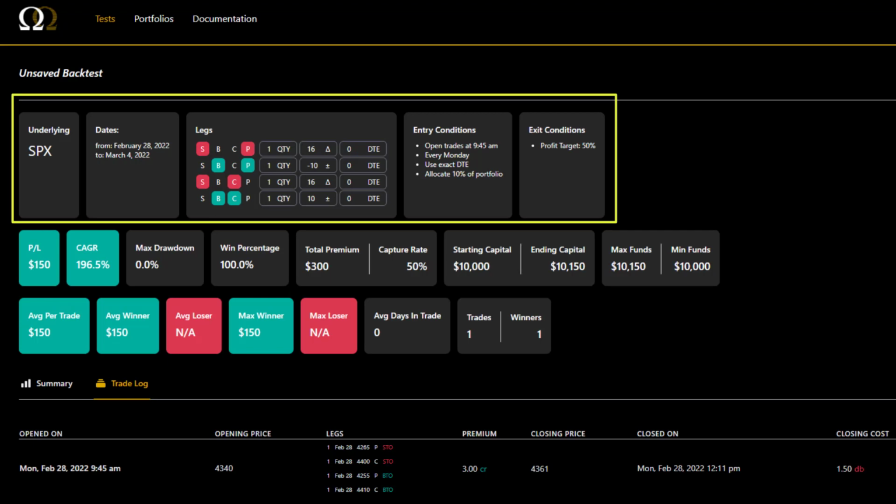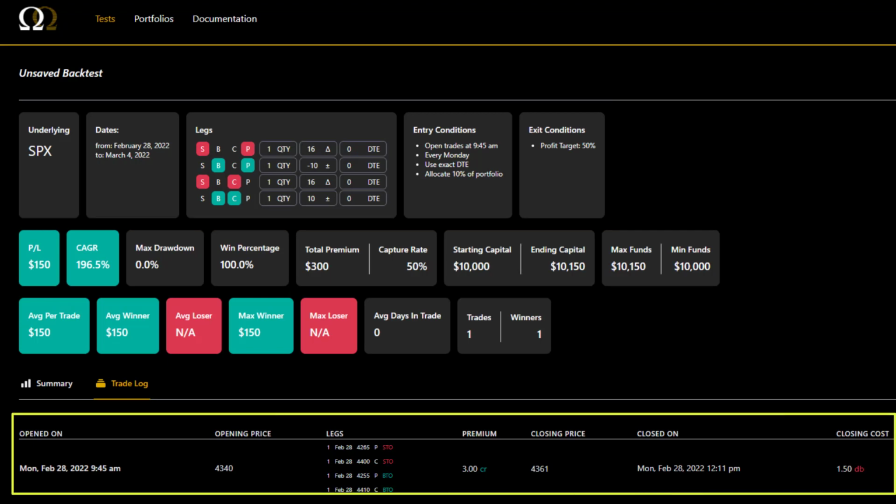And we can see that we had a nice win. We opened the trade at 9:45. We received a $3 credit, and I went ahead and put a 50% max profit target take, and we got that at 12:11. So about, let's call it, 2-3 hours later, we were able to book 50% of the max profit.